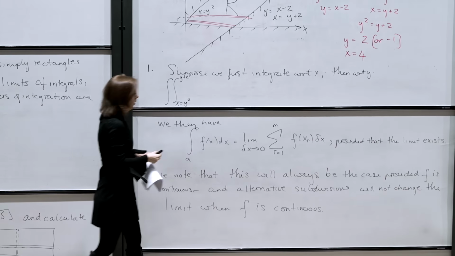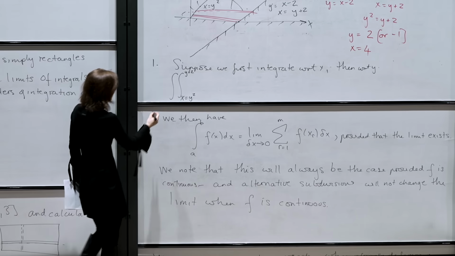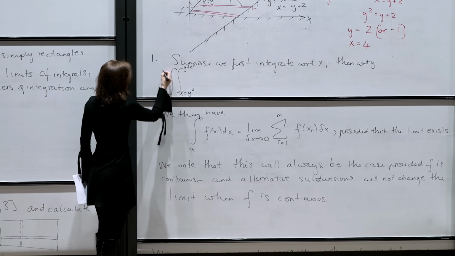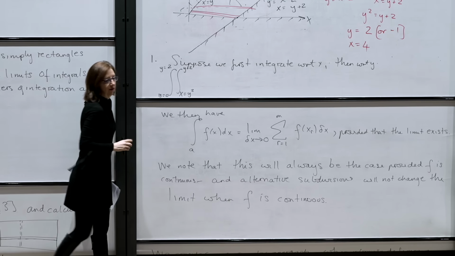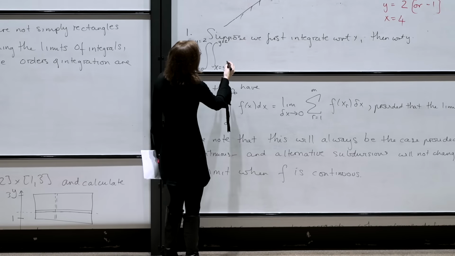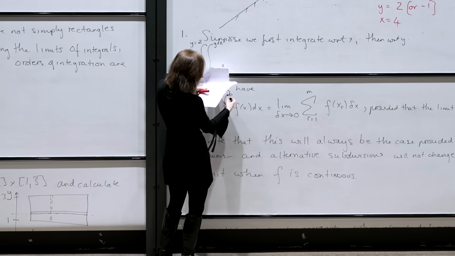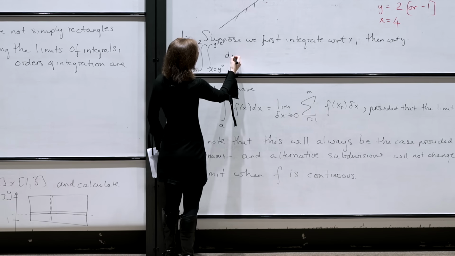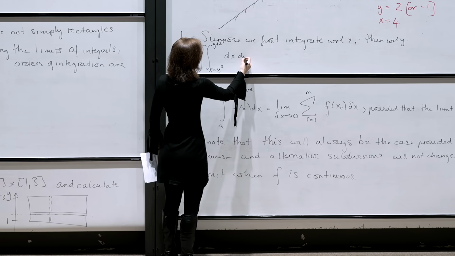So I know that my y limits go between y equals 0 and y equals 2. I take all those horizontal slivers and sum the whole lot up. And then, what am I integrating? It's just the area, so dx dy.